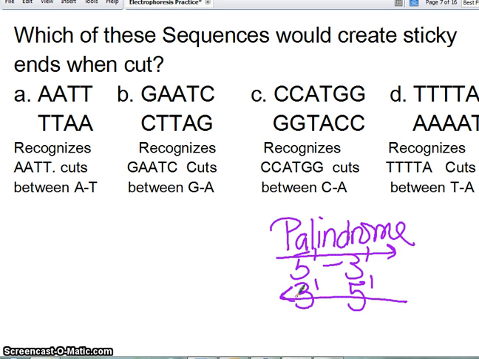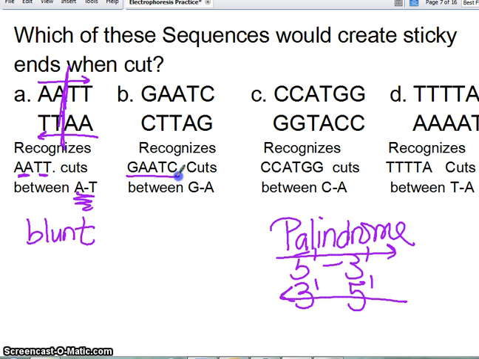So if we look at A, this is a palindrome. It's recognizing AATT, and on the other side it would also be AATT. However, this would not make sticky ends, because if it cuts between the A and the T, it's going to cut here, it's going to cut here, and this is what's going to be called blunt ends. Anytime it's the same number of letters on each side of a cut, you're going to get blunt ends.